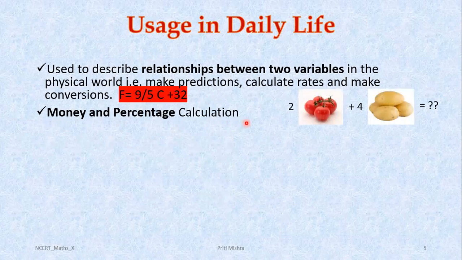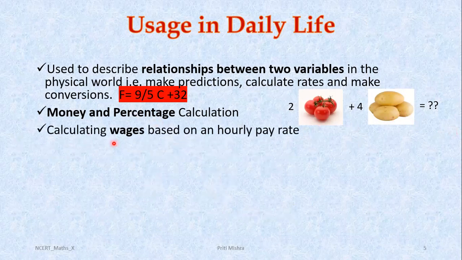Just like if your father is going to the market and he bought 2 kgs of tomatoes and 4 kgs of potatoes, then he can calculate the total amount, how much he has to pay to the shopkeeper, just by doing a simple calculation: 2 into cost of 1 kg tomatoes plus 4 into cost of 1 kg potatoes. This is a linear equation here.